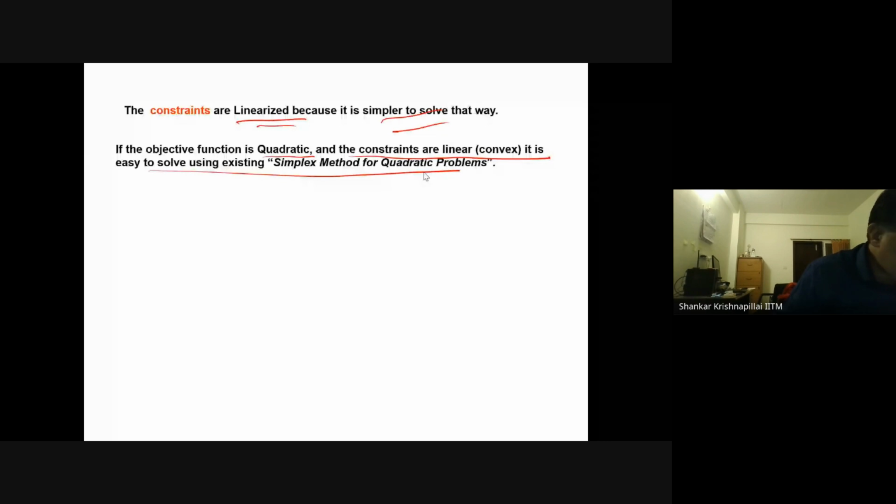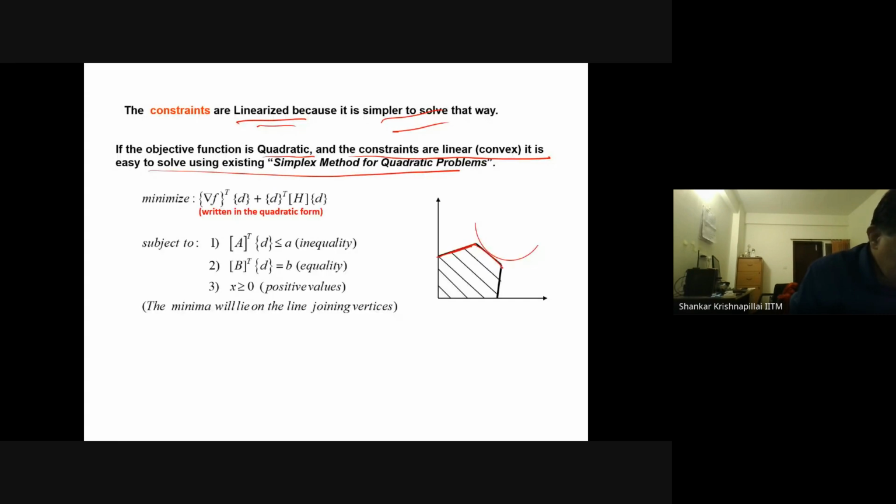I have graphically illustrated it. Here you can see that the constraints are linear like this, and they may form a polygonal, convex region, and the objective function is quadratic. So the objective function will touch the line between two vertices. That is a special property of this simplex method for quadratic problems.